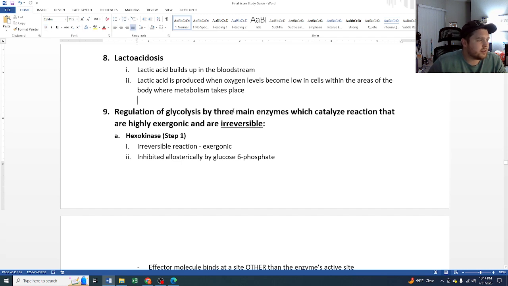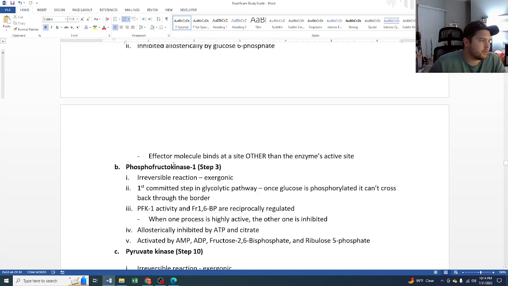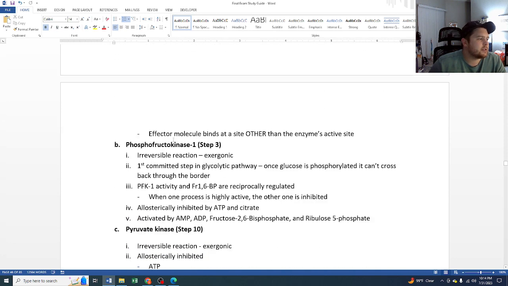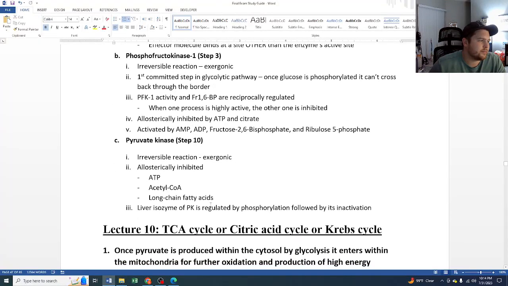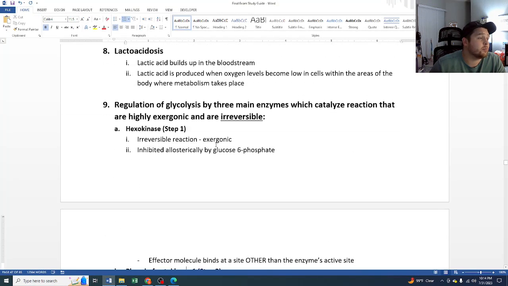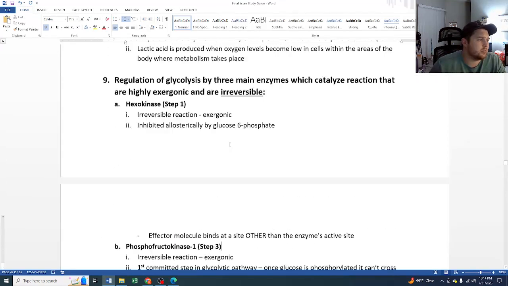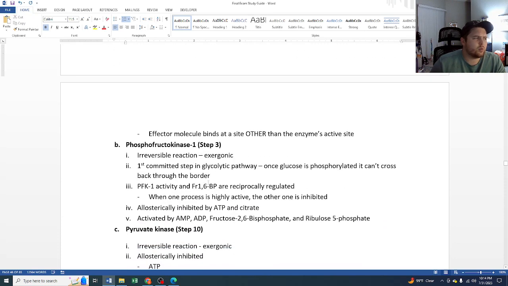With glycolysis, we have the three main enzymes, and these are highly exergonic and irreversible, highly irreversible. I think I misspoke there. Hexokinase, phosphofructokinase, and pyruvate kinase. Know those three, especially for boards. Really remember these three because you need to know those guys. You'll get at least one question, most likely about phosphofructokinase.